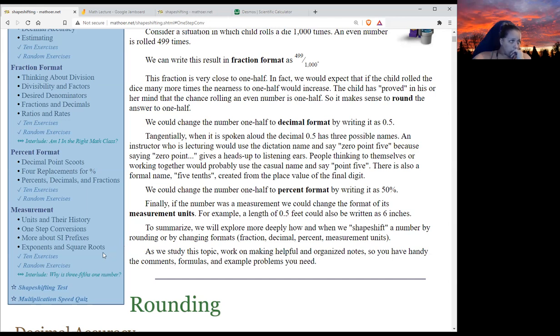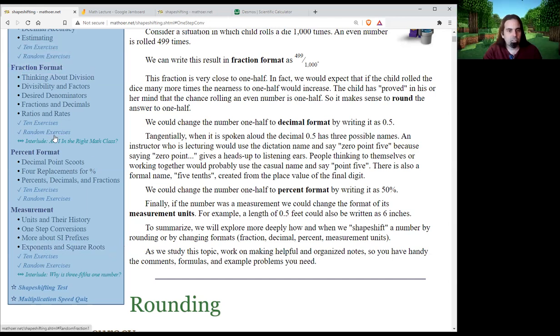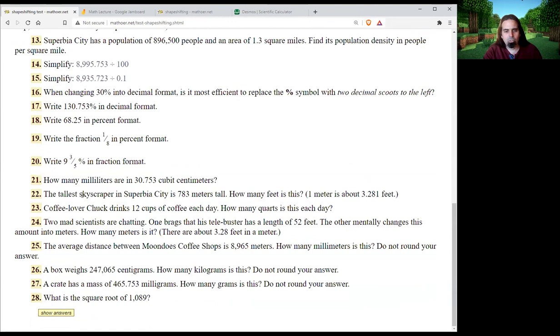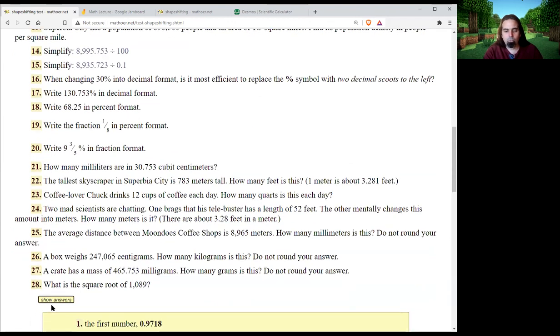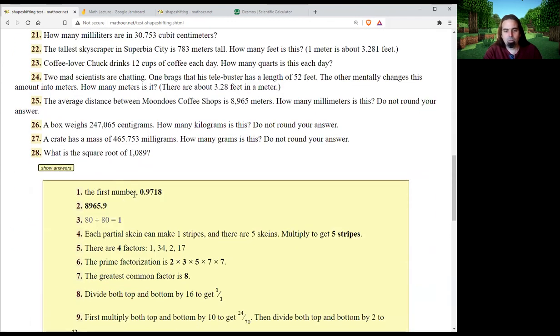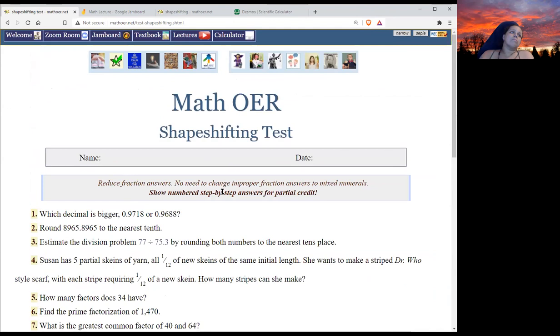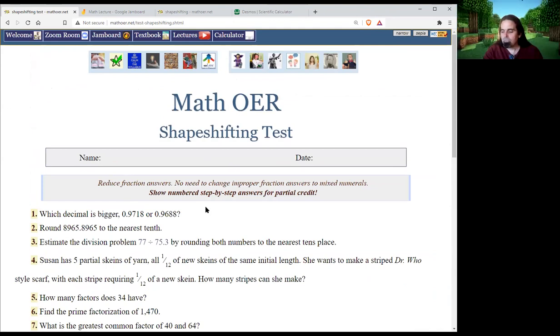Thank you. So all these random exercises, those are the ones that if we go to the shape-shifting test, up here, they're just all stuck together. It's still true every time you load the page, the numbers change, and the answer key is there so you can see how you do. Now that we've finished shape-shifting topics, then try this.